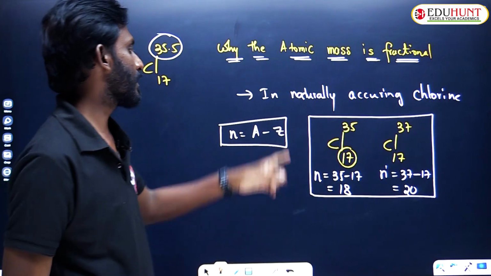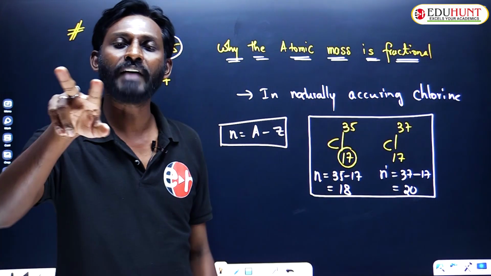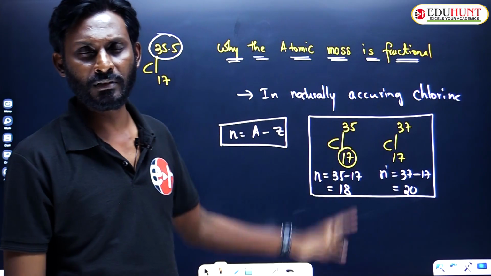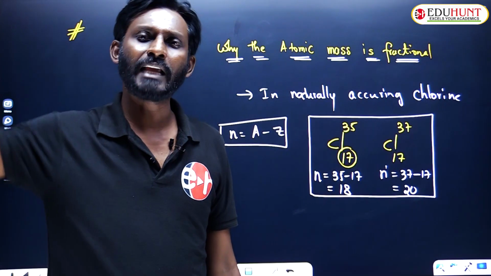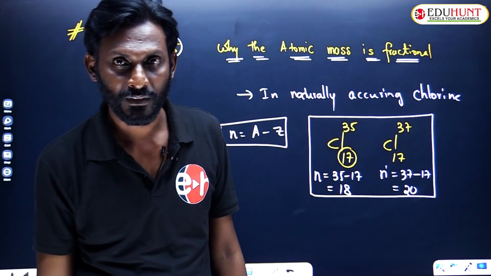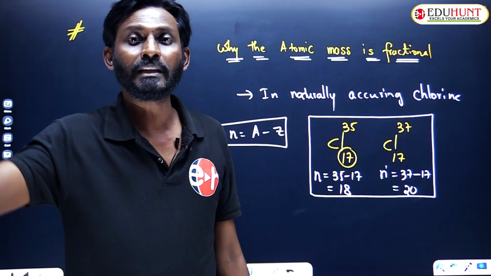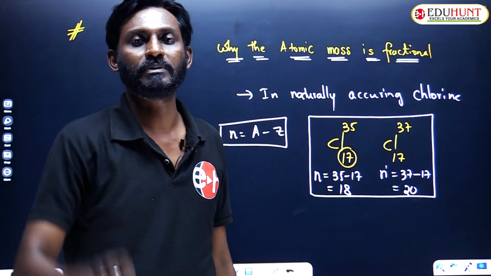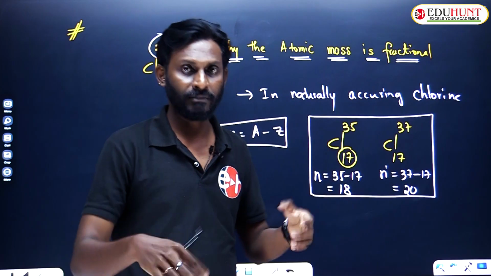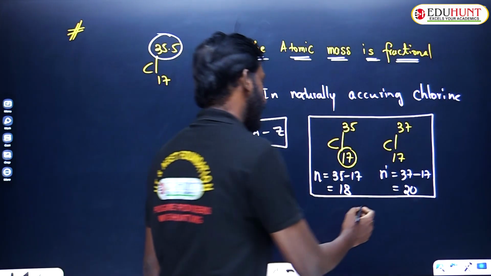That's why for the same element chlorine in nature, two types of atoms are available. For other elements, there can be more types. Hydrogen has 3 types of atoms available. Hydrogen is one element, but its atoms are of 3 types. So when we have different types of atoms for the same element, these are called isotopes.